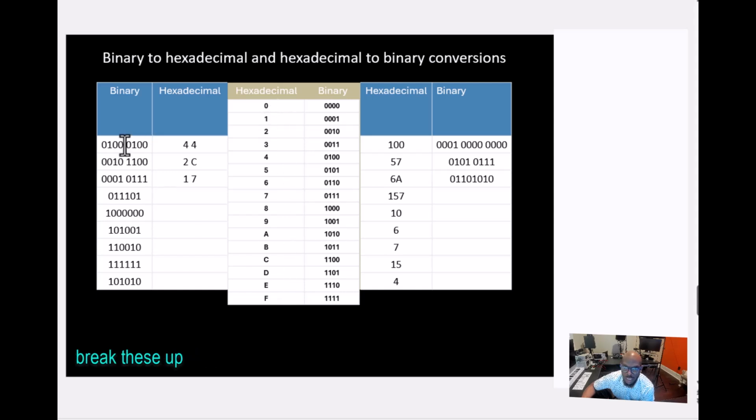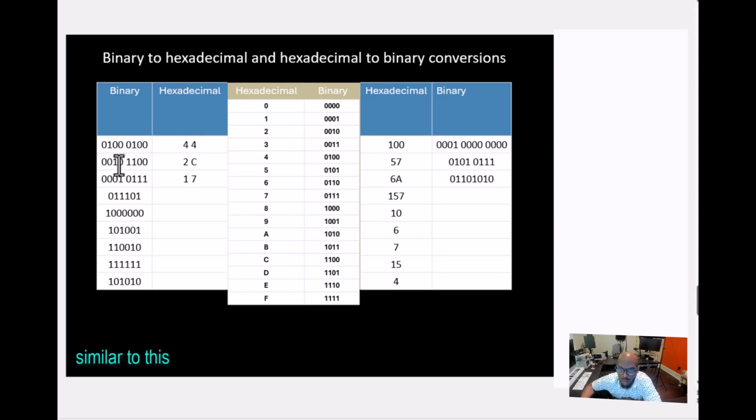So break these up, and if you don't have enough to make 2 groups, you can always put some zeros out front. That won't change the value of the number. So what we did here, we broke this up. Then we found the corresponding 4-bit patterns, and we found out what hexadecimal number corresponds to it. Okay, so 0, 1, 0, 0, that's a 4.